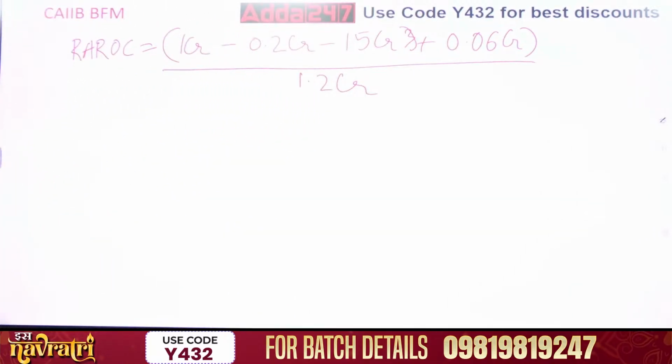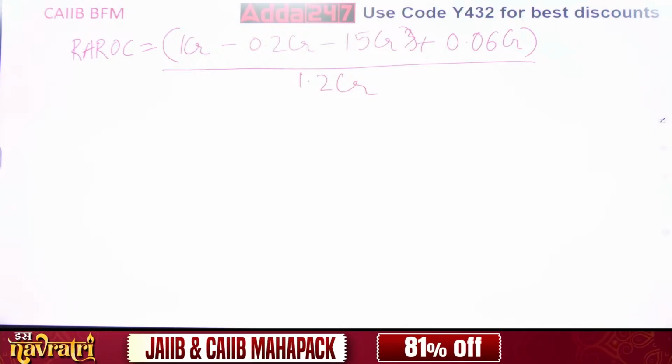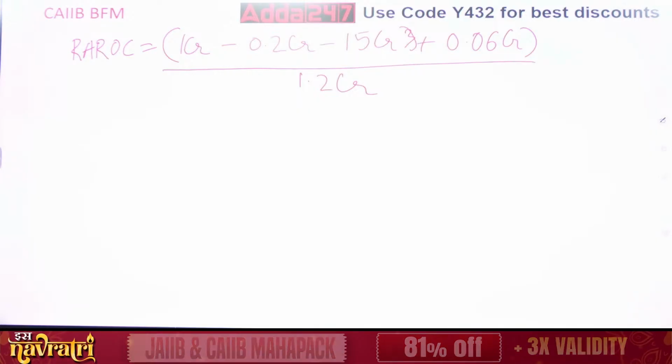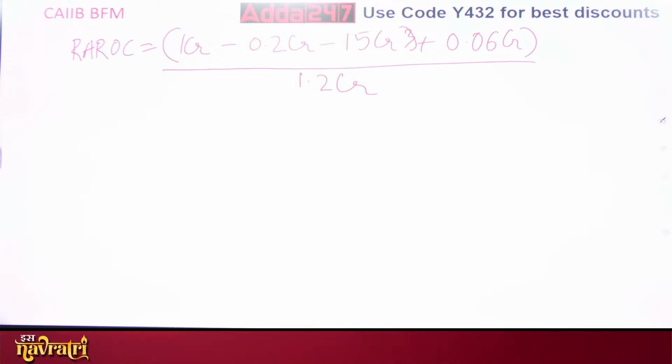Let me check if there's some problem over here. 1 CR minus 15 CR is what? Expected loss. One second. What have we done? This 2.